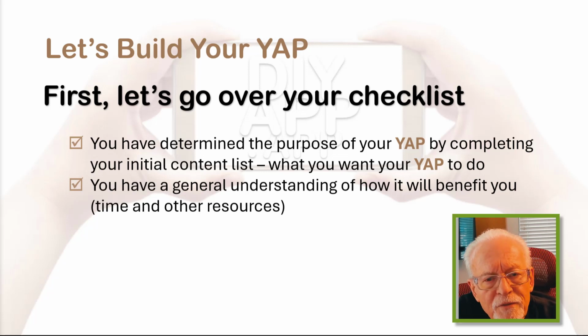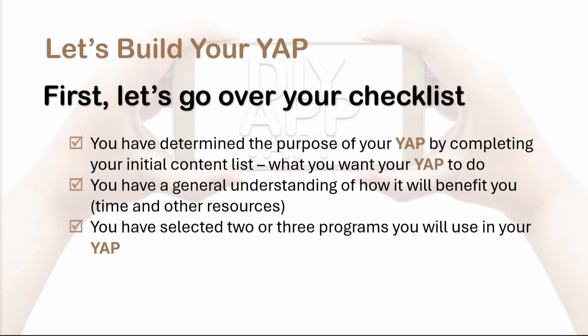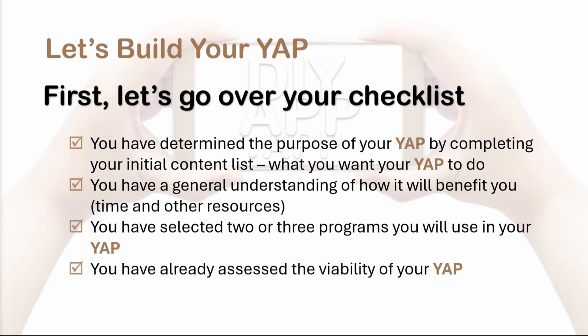Having this in the forefront of your mind will give you the impetus to go build your app as quickly as possible and maybe put some other things aside while you're doing it, knowing it's going to save you time. You've selected 2 or 3 programs that you will use in your YAPP. You've already assessed the viability of your YAPP. You can use it, others can use it as well.